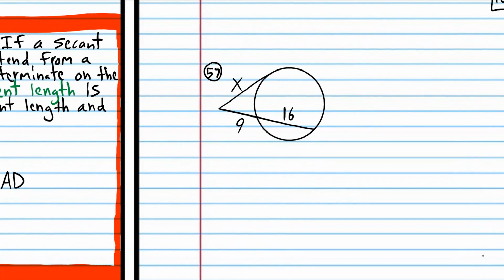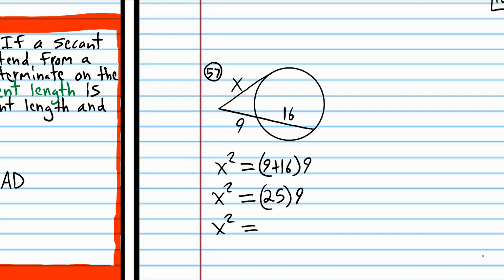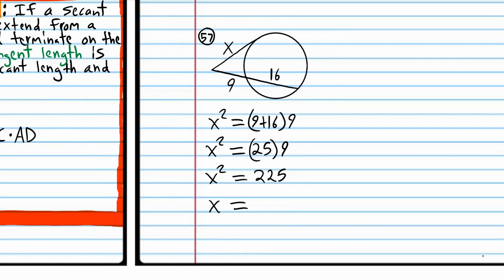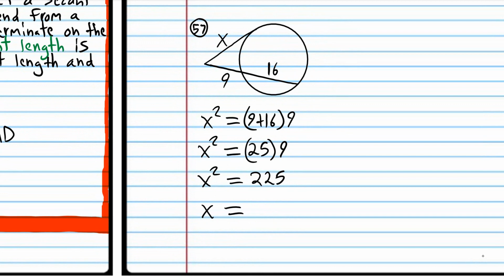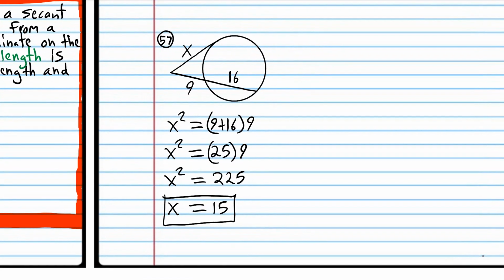All right, we're back. So the square of the tangent is equal to the total length of the secant times the external part. So 9 plus 16 is 25. And 25 times 9 is 225. And if you square root both sides, or just ask yourself what number times itself is equal to 225, it's 15. So if you got 15, good job. Now again, it could be plus or minus, but we can't have a negative length, so it's just going to be positive 15.